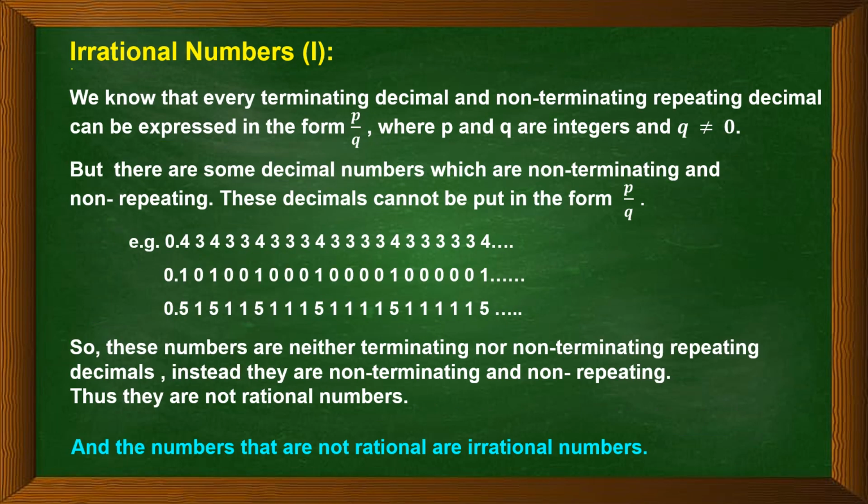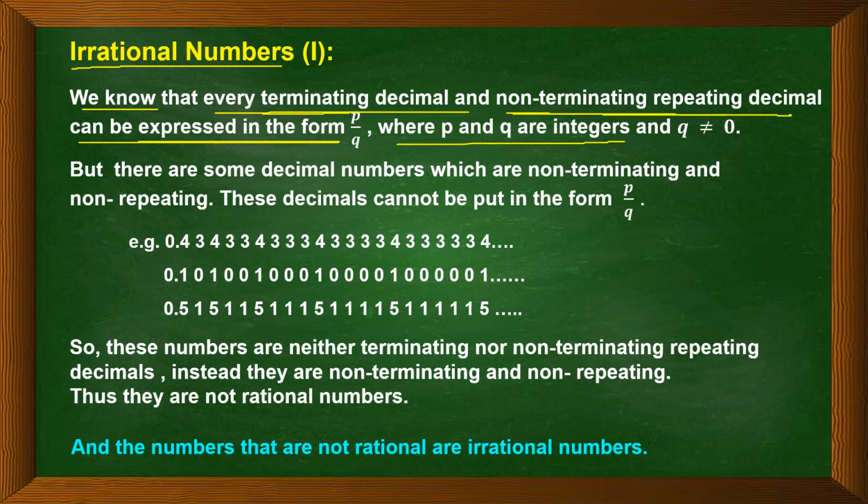Now let us study about irrational numbers. We know that every terminating decimal and non-terminating repeating decimal can be expressed in the form of P by Q. Why can we express them in the form of P by Q? Because these decimal expansions, terminating decimal and non-terminating but repeating decimal expansions, are all related to rational numbers. And rational numbers can be expressed in the form of P by Q, where P and Q are integers and Q is not equal to 0.